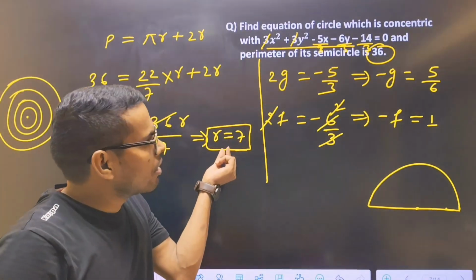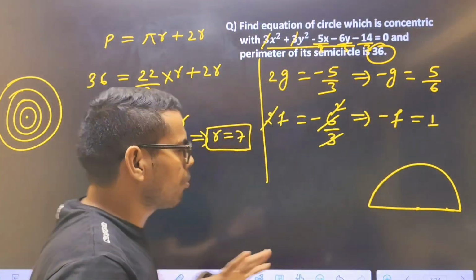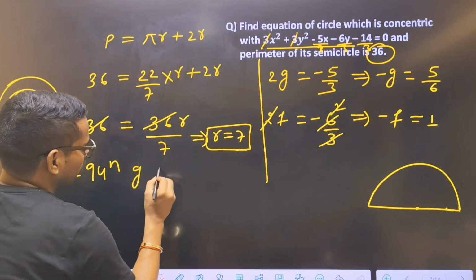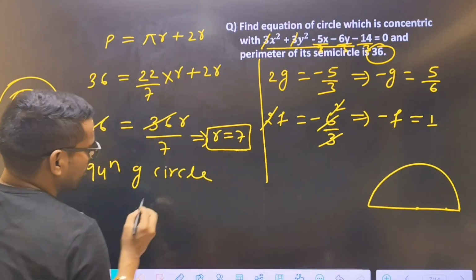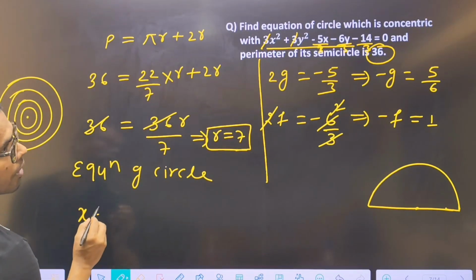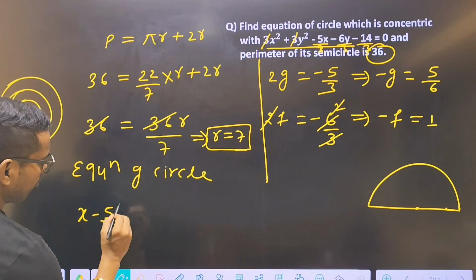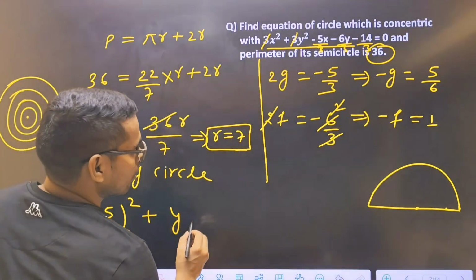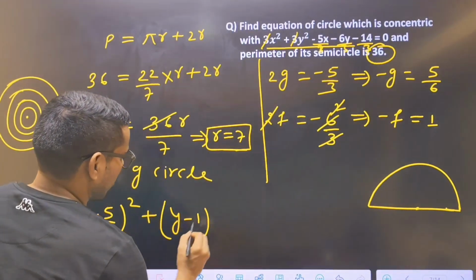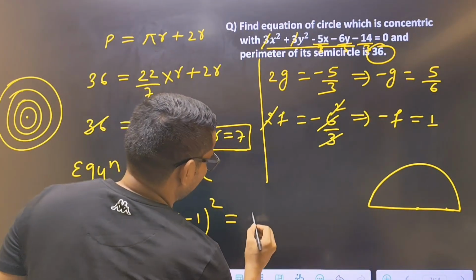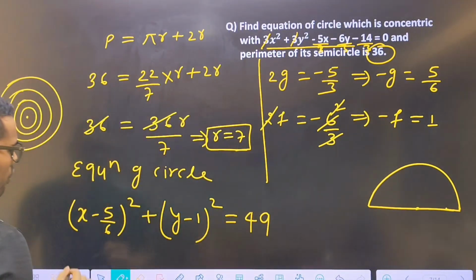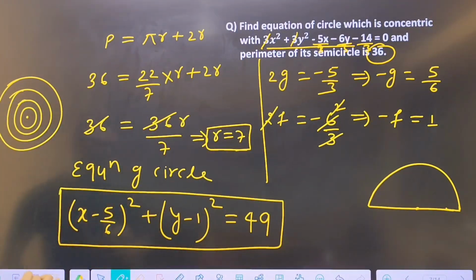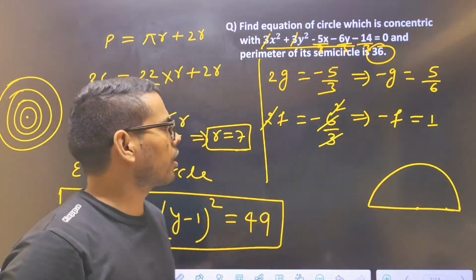Now we have the radius and center also, so simply we can write the equation of circle as (x minus 5 by 6) whole square plus (y minus 1) whole square is equal to r square, that is 49. So this is the equation of circle.